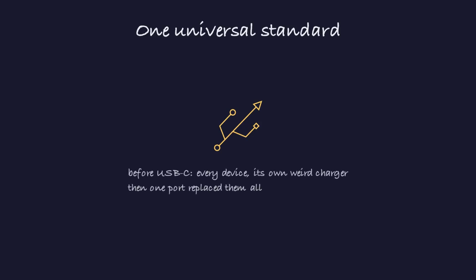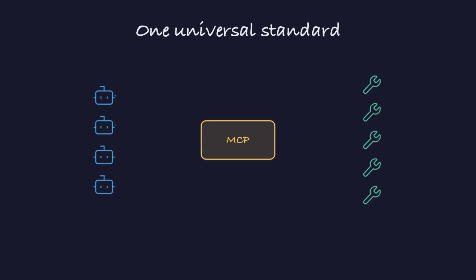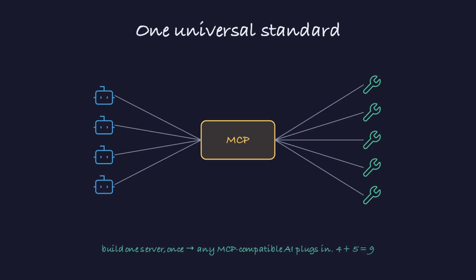Here's the core idea, and it's the same trick as USB-C. Before USB-C, every device had its own weird charger. Then one universal port replaced them all. MCP does that for AI tools. Instead of N by M custom integrations, you build one MCP server for a tool once, and any MCP-compatible AI can plug in and use it instantly. Build once, use everywhere. And the key part, it's an open standard.